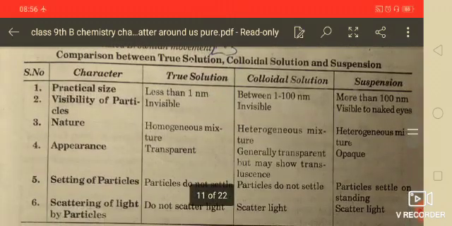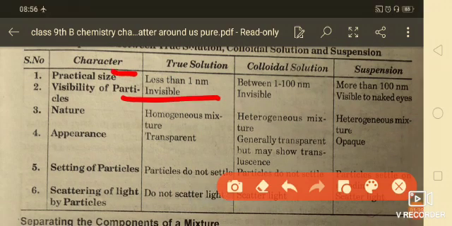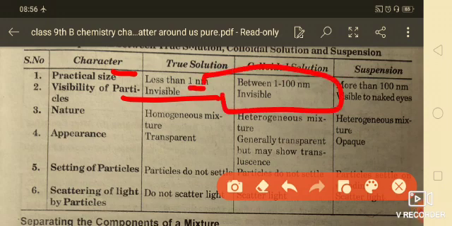Okay. Now next one is the character of true solution, colloidal solution and suspension. It is very important. Particle size is most important: it is less than 1 nanometer in a true solution, 1 to 100 nanometer in a colloid, and it is invisible, and more than 100 nanometer in a suspension, visible to the naked eye. So this is the particle size for solution, suspension and colloid.